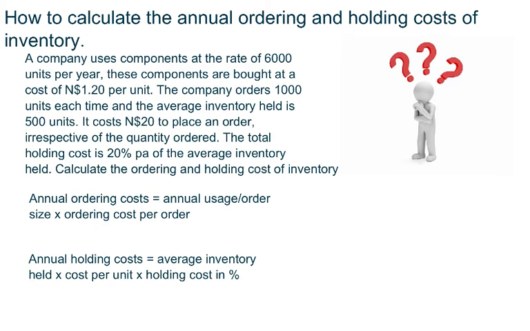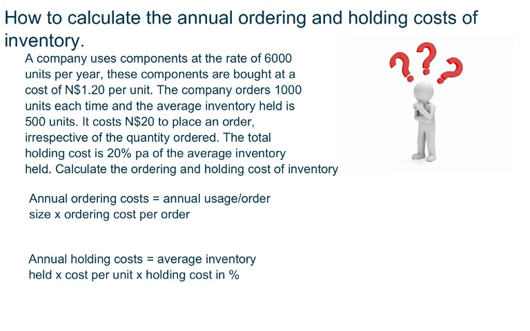The total holding cost is on average 20% per annum of the average inventory held. And your average inventory was 500 units. Now you are required to calculate the ordering and the holding cost of inventory.